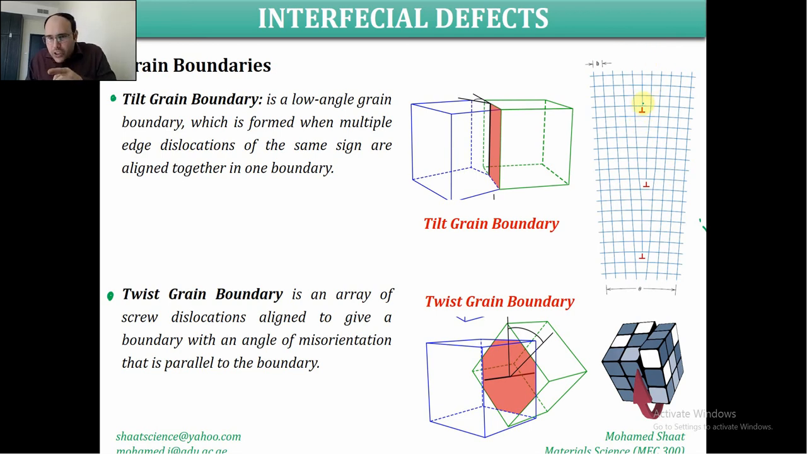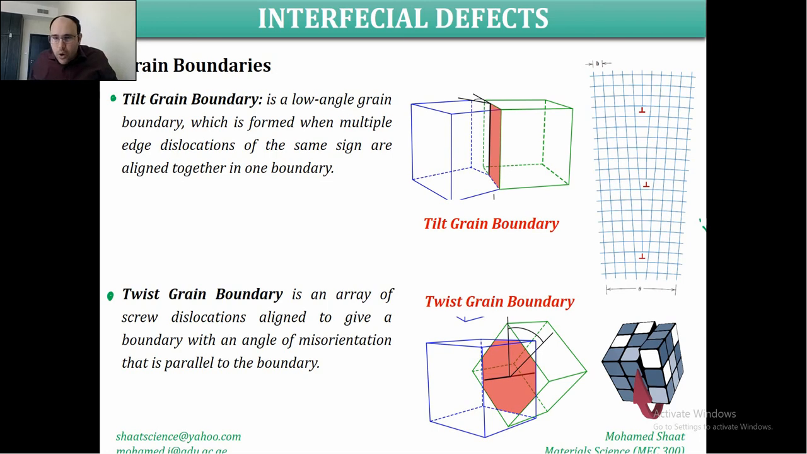So this is a dislocation, and this is the dislocation line that indicates that this plane is a dislocated plane. And for some reason, there is another dislocated plane, and another third dislocated plane, and so on. It means that you have multiple edge dislocations.